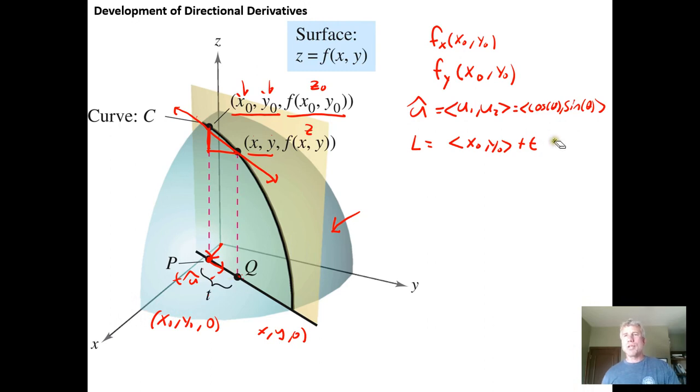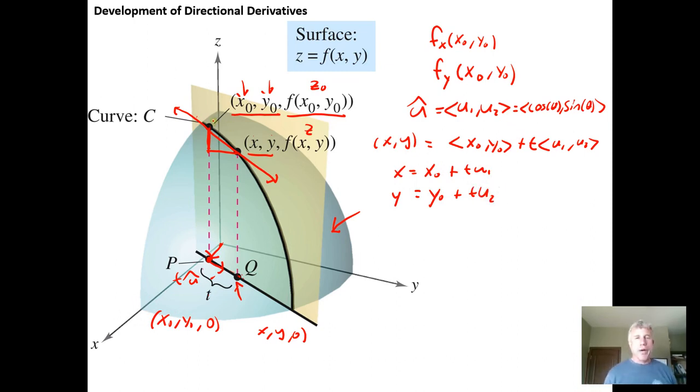And then u hat is just, we've represented it with u sub 1, u sub 2, or cosine theta, sine theta. So it turns out that we can parameterize any point x, y right here on the line by saying, I get to take the vector from here to here and then scale out to this point. So x is going to equal x naught plus t times u sub 1, and y is going to equal y naught plus t times u sub 2.